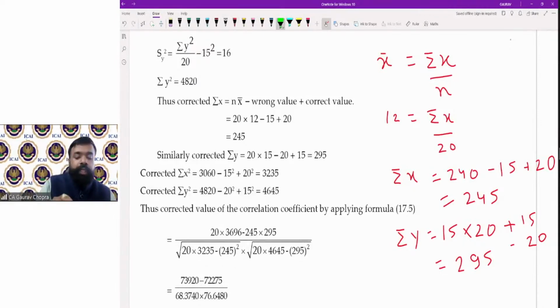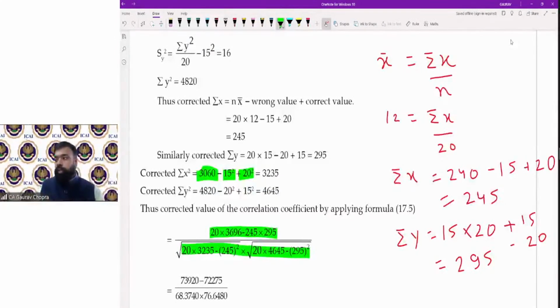इफ यू वांट टू करेक्ट सिग्मा x square, अगर सिग्मा x square को करेक्ट करना है तो फिर क्या करेंगे? x square की वैल्यू में 15 square को सब्ट्रैक्ट, 20 square को ऐड. करेक्ट वैल्यू को स्क्वायर करके ऐड करना है, रॉन्ग वैल्यू को स्क्वायर करके लेस करना है. So in this way you can find correct sigma x square and correct sigma y square. ये सारी वैल्यूज आने के बाद now you have to substitute and get your result.